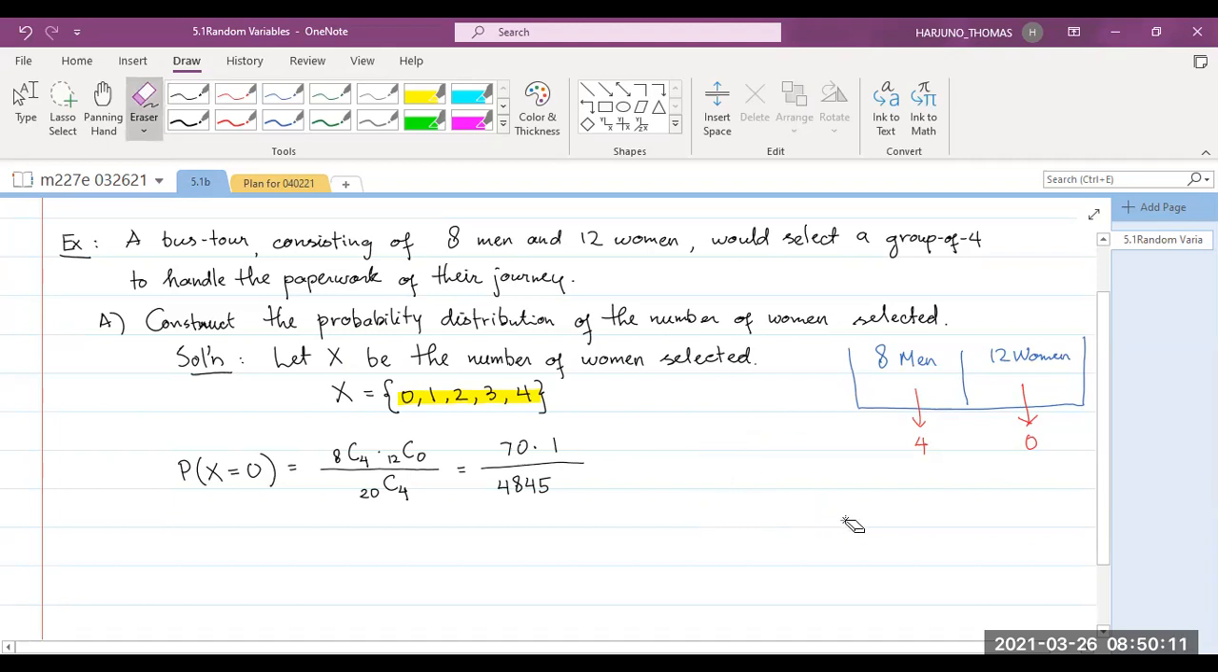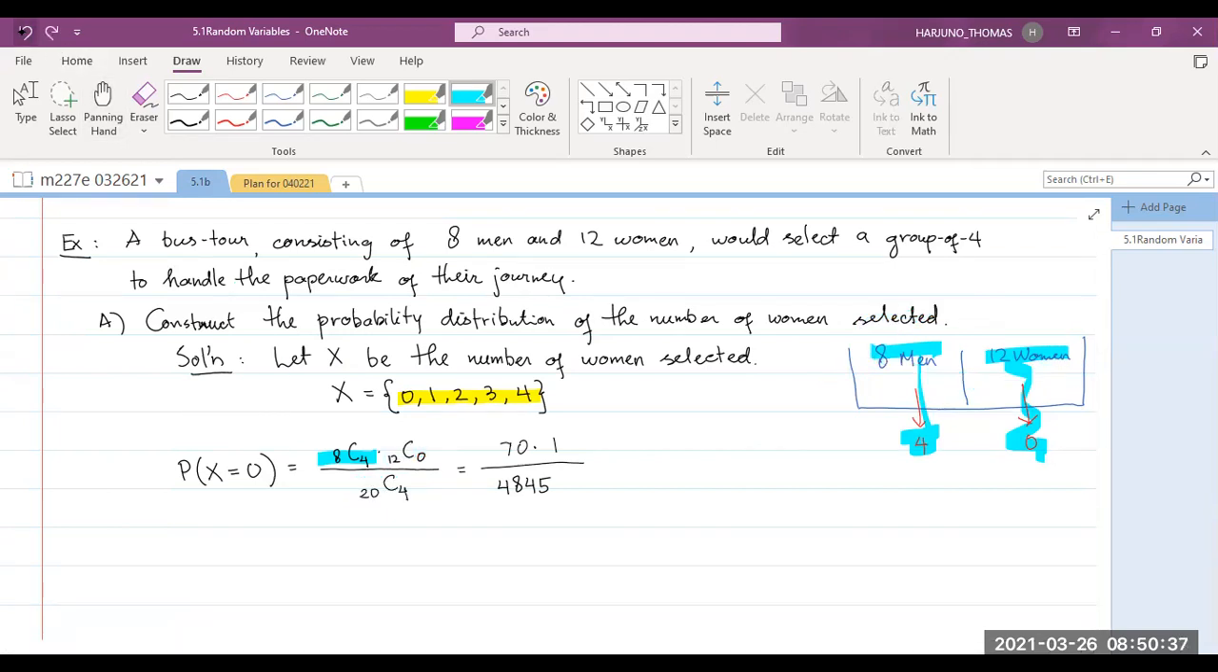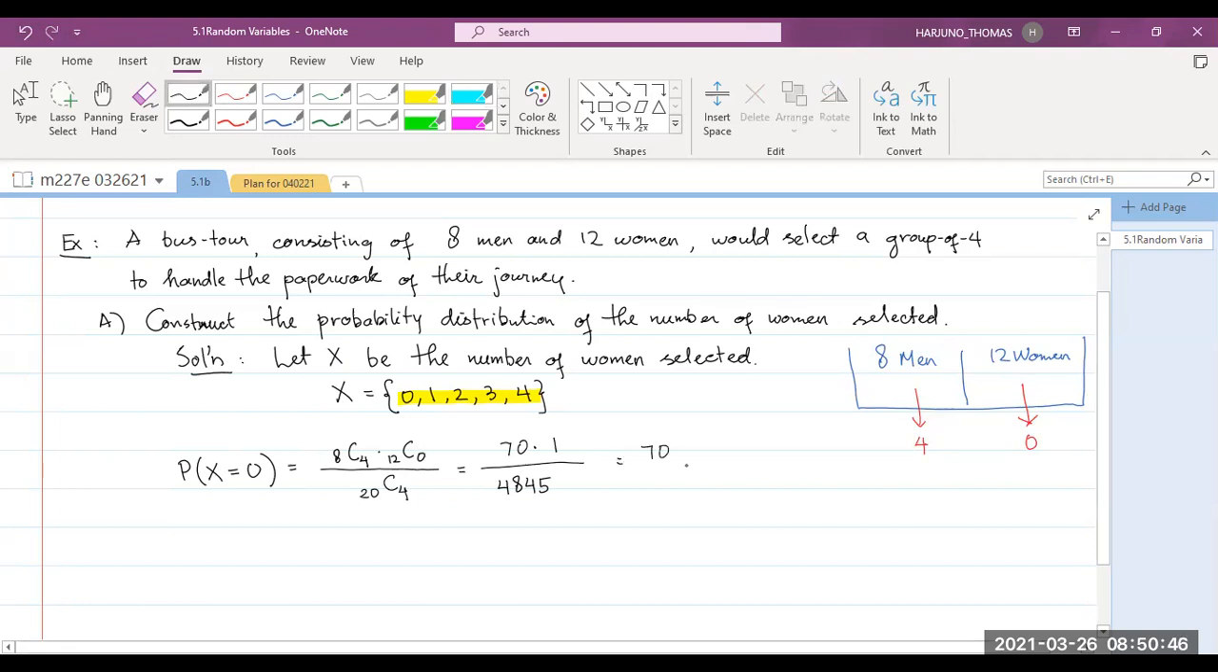Now, let's come back here. The probability of getting no women, which means 4 men, is 8 choose 4 times 12 choose 0 divided by overall ways to select 4 elements from 20, 20 choose 4. Now the rest is basically computation. This will be 70 over 4,845. I would just leave it like that for now. Let's focus on how to compute it.